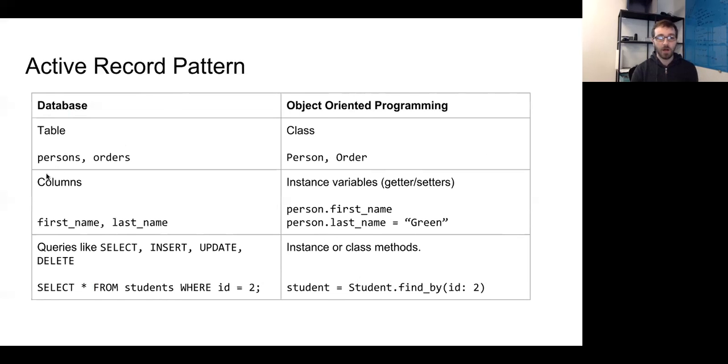Okay. Our columns, like I said, will be our instance variables. And with Active Record, we're not even going to have to write attr_reader or attr_writer. Active Record is going to give us the getters and the setters out of the box. So we'll be able to call person.first_name, person.last_name right away. And then it's going to give us methods.